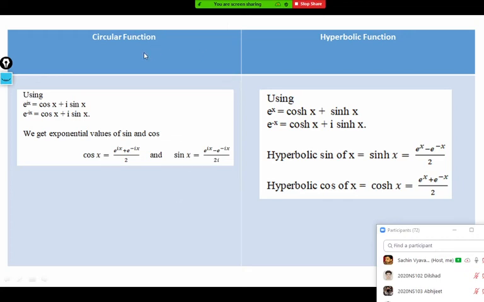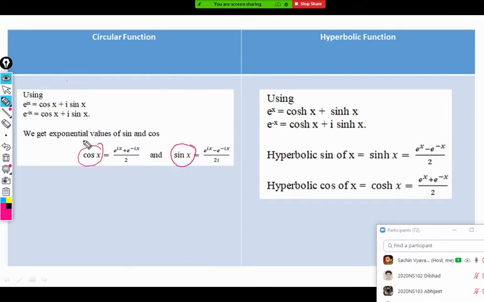The topic is hyperbolic functions. Already you are familiar with one kind of function, the circular functions. The circular functions are not new to you. You already learned these and you are dealing with these functions. First of all, sin x and cos x.